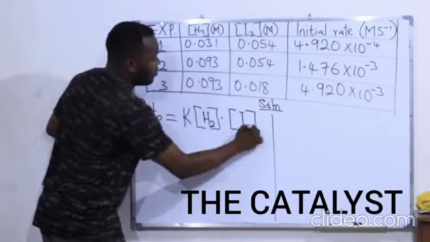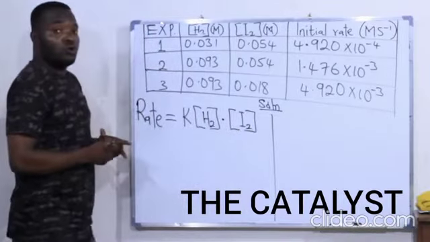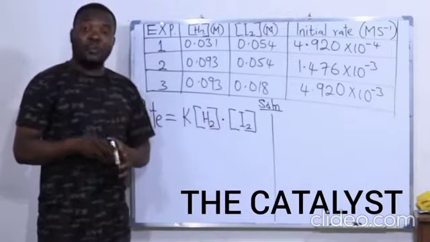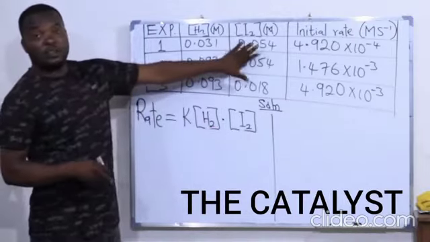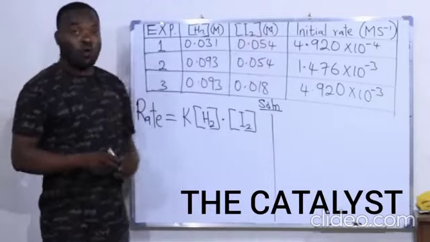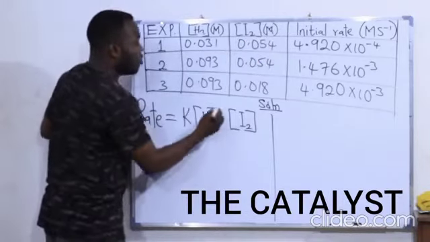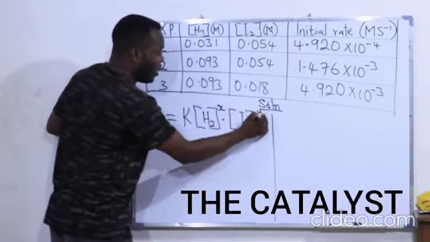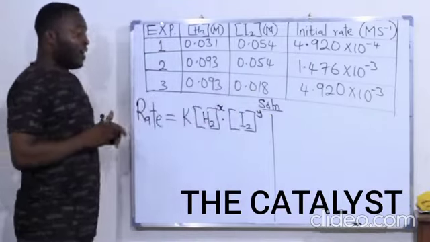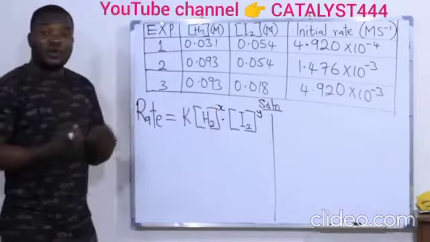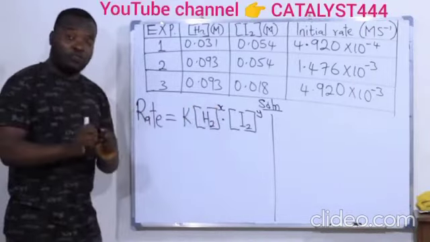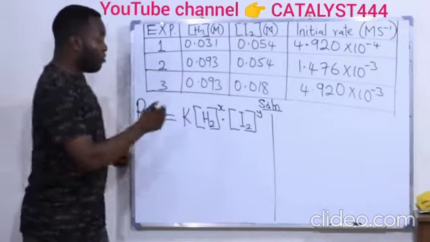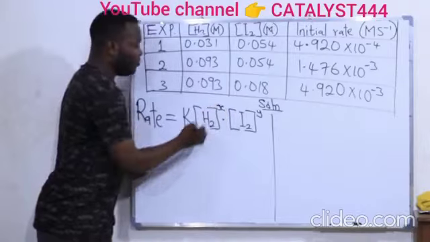Now, I do not know the order of the reaction with respect to hydrogen and with respect to iodine. I am going to find them. That is why the data on the table here is given to us. Because we do not know the power, we are going to represent the exponents as x and y. That means we are going to find the values of x and y. I know that the order of reaction with respect to hydrogen here is equal to x, while the order of the reaction with respect to iodine is equal to y.